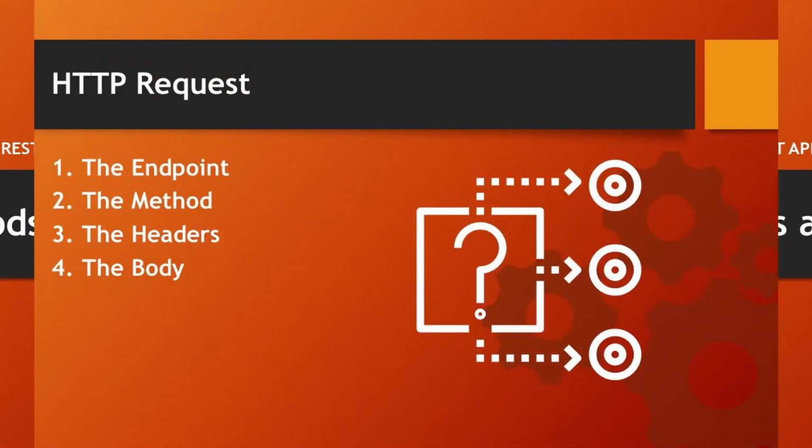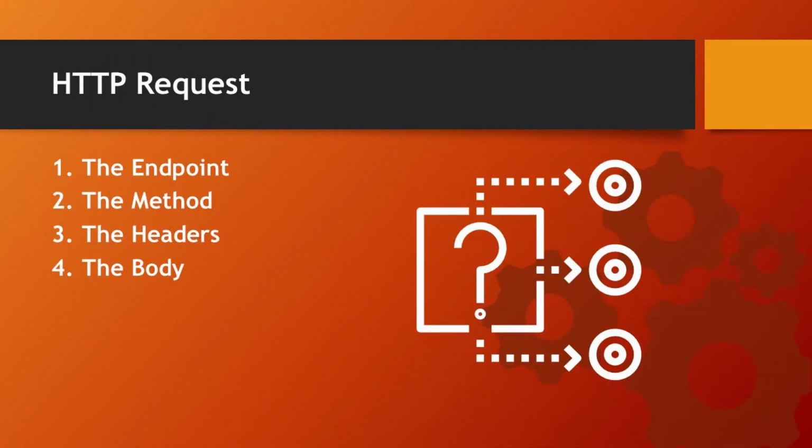So friends, we have learned that a request consists of four parts, and they are the endpoint, the method, the headers, and the request body. And you already have some idea about the endpoint now. Let's go through the rest of what makes up a request.